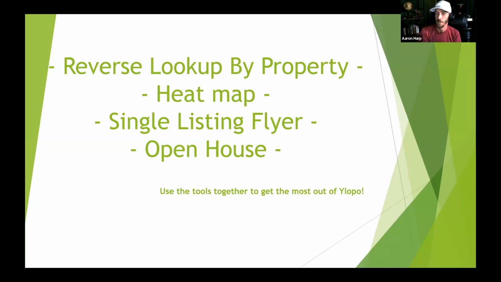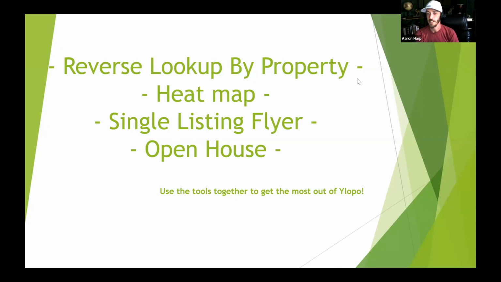So today we're going to be looking at reverse lookup by property. We're going to be looking at the heat map tool, the single listing flyer tool, and then the open house tool. So these are going to be our 4 main items that we're going to walk through today. And not only are we going to describe what they are, but we're going to also show you how to use these together to get the most out of everything.